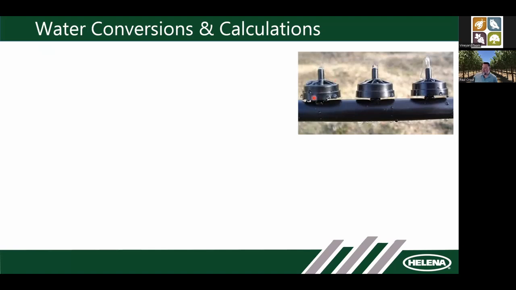So for example, this 1/2 gallon per hour emitter is approximately 2 liters per hour, so it will have a 2 on it. This one has a 4 stamped on it for 4 liters per hour, as a 1 gallon, and this has an 8. But very important things to know.